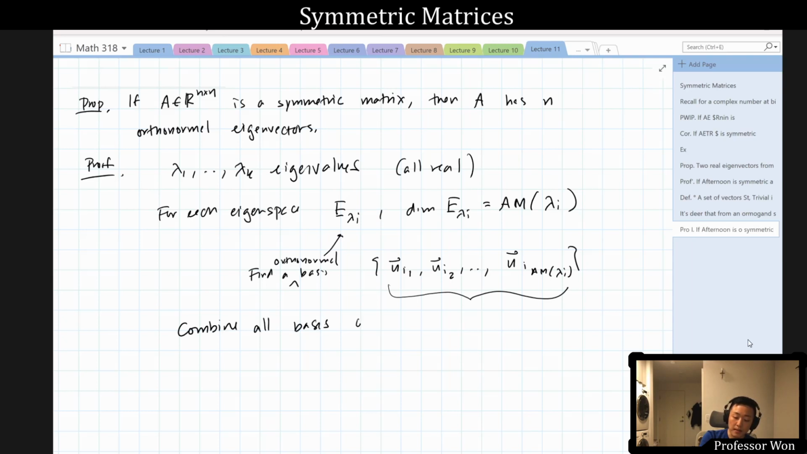All these orthonormal bases of the E lambda i's together to get n orthonormal eigenvectors of A.